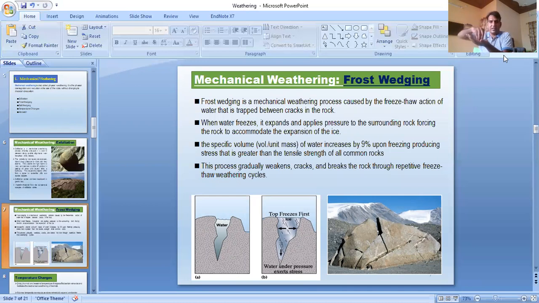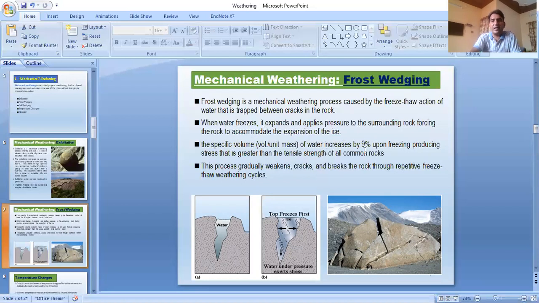So when water falls on them, or those cracks are filled with water, what happens due to the freezing and thawing action? Once that water starts to freeze, then melt, freeze, melt, the volume changes and the rock starts to crack. When water freezes, it expands and applies pressure to the surrounding rock, forcing the rock to accommodate the expansion of the ice. It creates pressure inside the cracks, so the cracks start to expand.